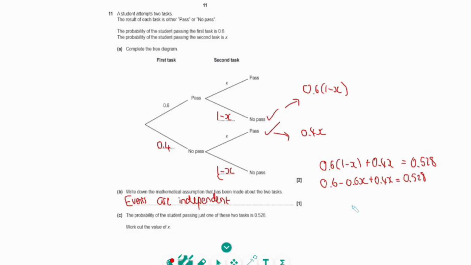I'm going to solve to find x by expanding my brackets first, by multiplying everything by 0.6. Minus 0.6x plus 0.4x would be minus 0.2x. I am going to subtract 0.6 from both sides. Don't forget, if you subtract 0.6 from both sides, that negative needs to stay with 0.2. Now I'm going to divide both sides by negative 0.2. Negative 0.072 divided by negative 0.2 gives you 0.36.